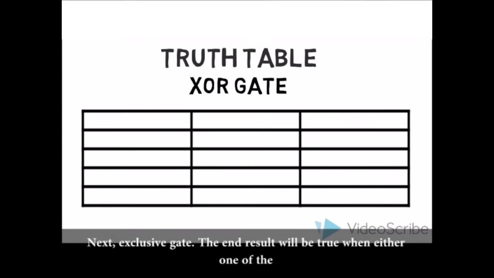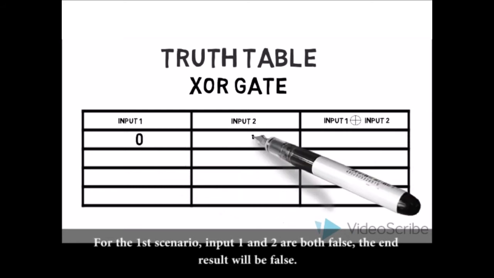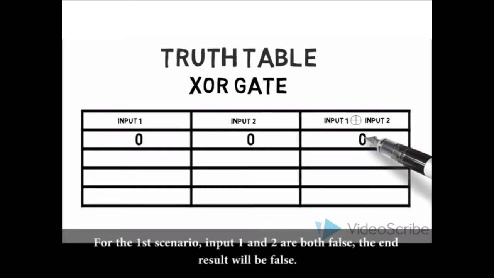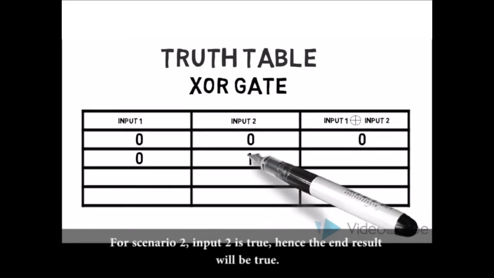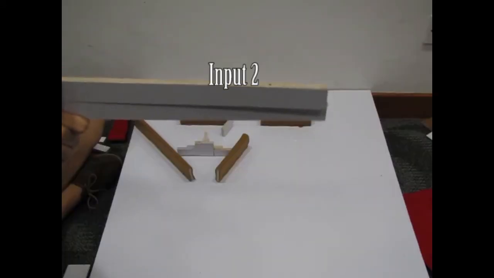Next, for the exclusive gate, the end result will be true when either one of input 1 or input 2 is true, but not both. Otherwise, it will be false. For the first scenario, input 1 and 2 are both false. The end result will be false. For scenario 2, input 2 is true. Hence, the end result will be true.